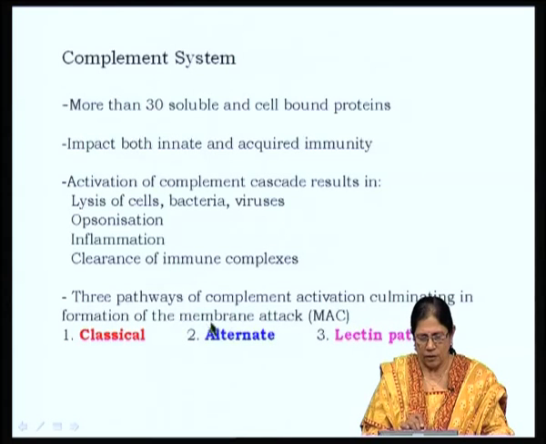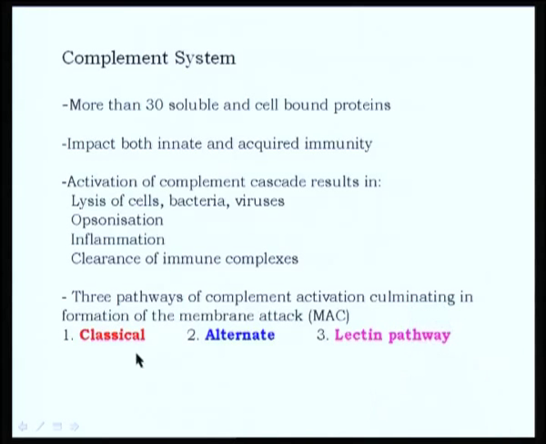Complement cascade activation culminating in the formation of the membrane attack complex can be antigen and antibody interaction dependent, as happens in the classical pathway, or occur through the alternate pathway and the lectin pathway. Now, the alternate pathway and lectin pathway are both systems of the innate immune response.